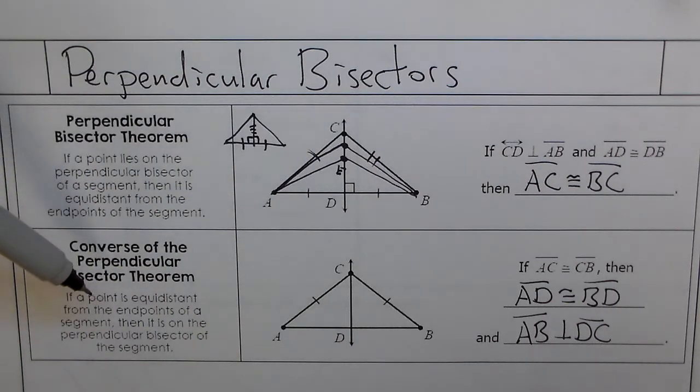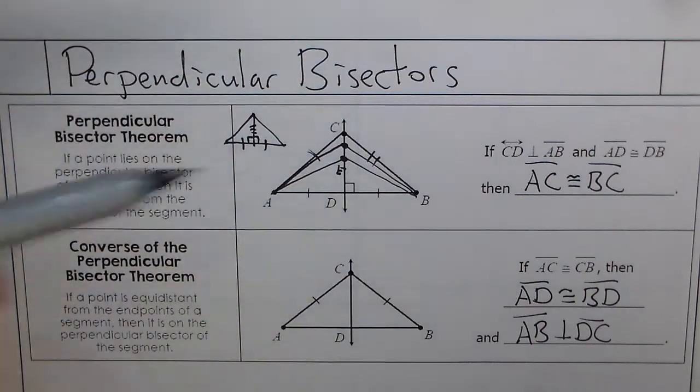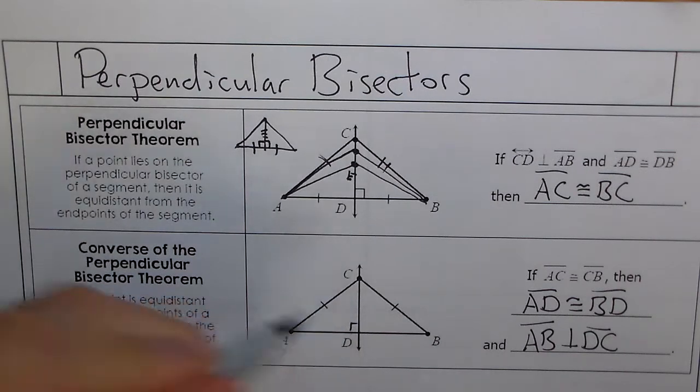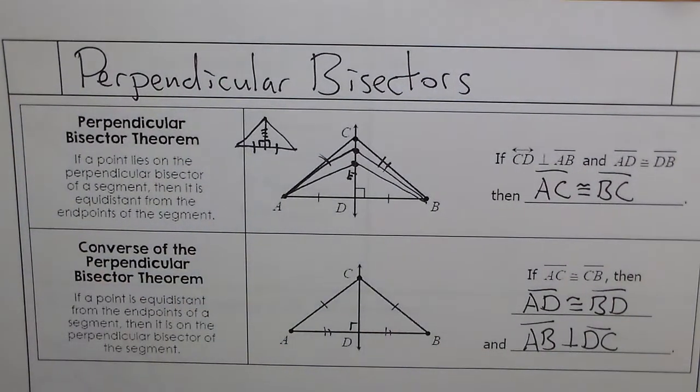The converse of the perpendicular bisector theorem tells us if we have this point that's equidistant to A and B, then we drop a side down or a line down and hit the line. It will hit so that it is a right angle and that it is a midpoint. So we reversed the order of that.